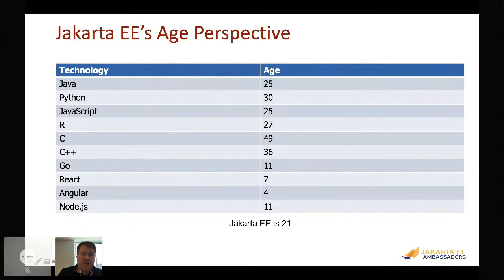Java is actually 25 years old, and some of the technologies out there like C, which are still heavily used, are almost 50 years old. So Jakarta EE is relatively young compared to many of the other technologies out there. For example, Python, which has garnered a lot of interest the last couple of years, is over 30 years old now. So Jakarta EE is not as old as some of the other technologies out there, but it does have a pretty long track record.